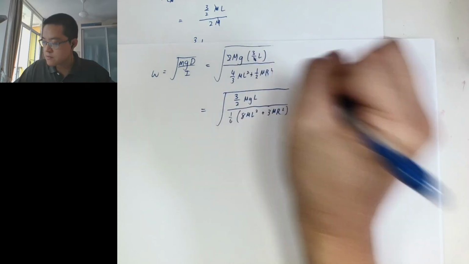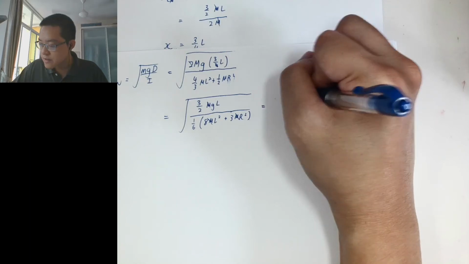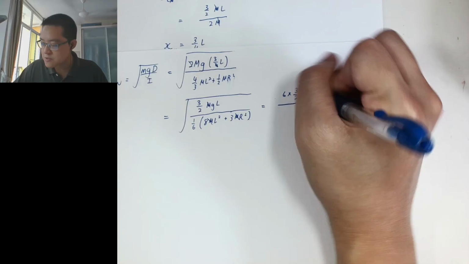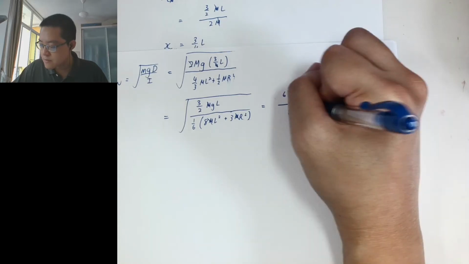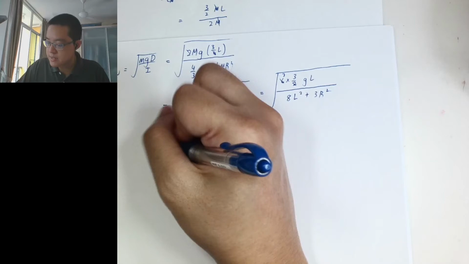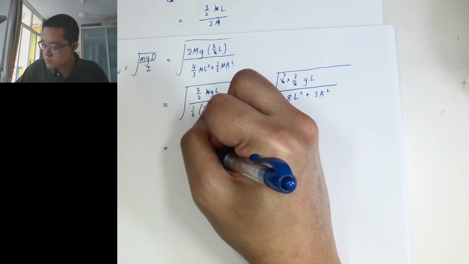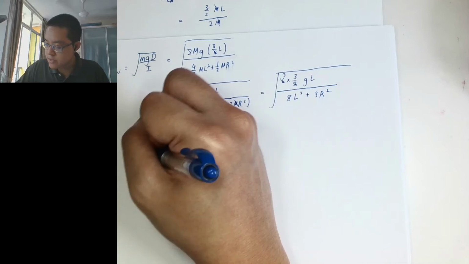Okay, so I can actually cancel away the m. Most of the time the m cancels in the equation, and then I got 6 times 3 over 2. I'm very bad at mentally cancelling this, so I must be careful, so let me write one more step to be safe. So it's 3 r squared. Okay, so this cancels, becomes 3, so upstairs becomes 9. So 9gl over 8l squared plus 3r squared. So that is my angular frequency.